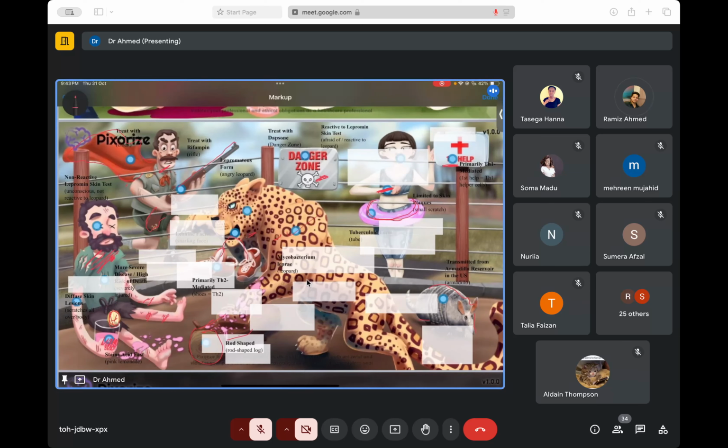So the leopard should remind you that here we are discussing Mycobacterium leprae. Leopard for leprae. This leopard is standing upon this log, so this log should remind you that it is rod shaped. Mycobacterium leprae is rod shaped. You have two variants of diseases which are caused by this bacteria.